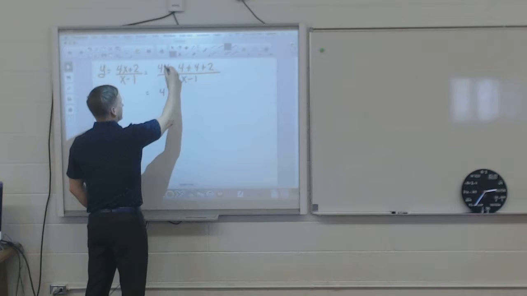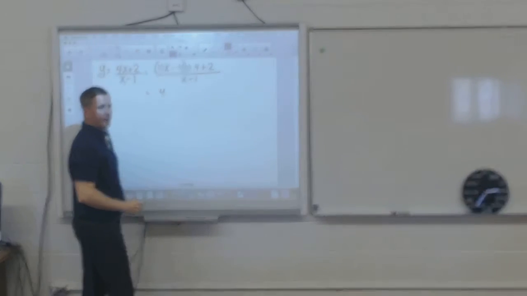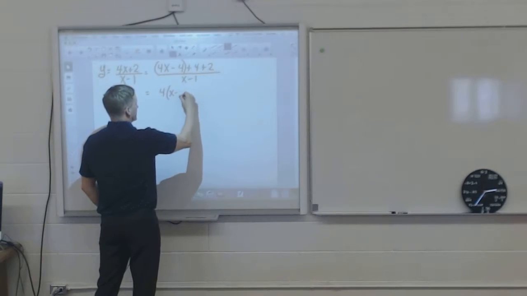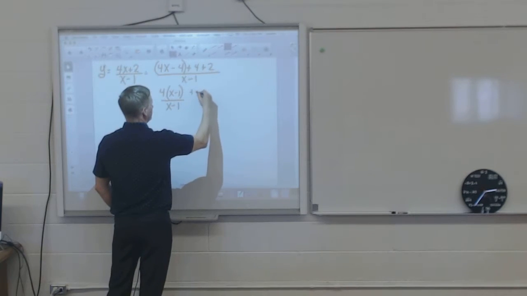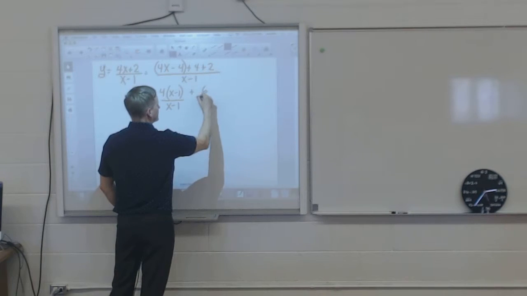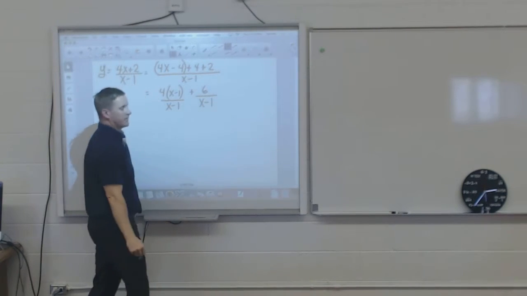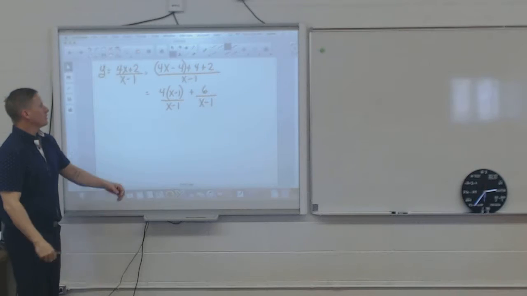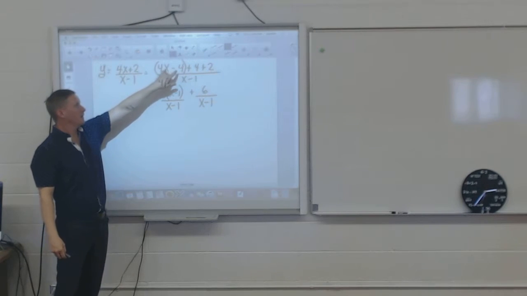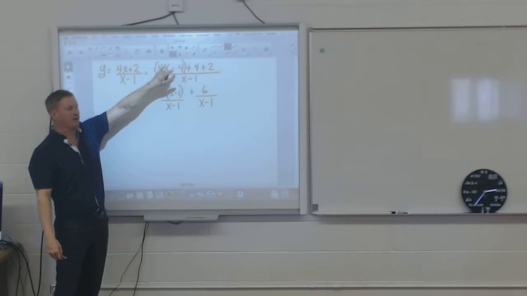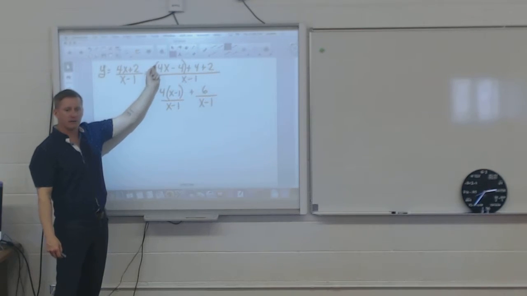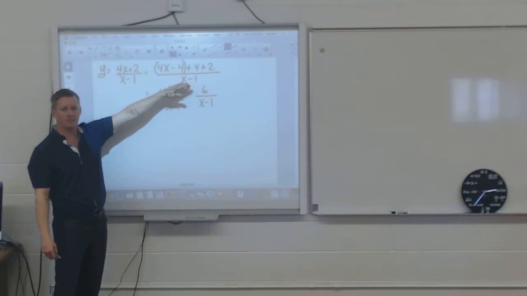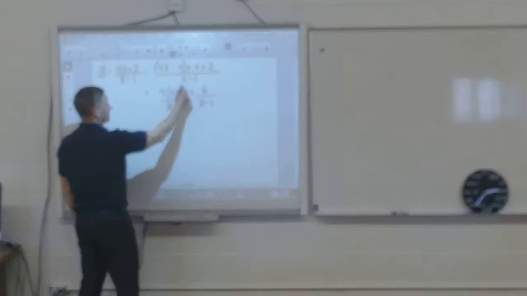Equals. I'm going to factor the 4 out of here. That changes this to x minus 1. And over here I have 6, and I'm also going to put it over x minus 1. Okay? So the first thing that you do is you add a value to whatever this first value is, so that you can factor whatever's in front of this out, so it cancels out with the x minus 1 on the bottom.